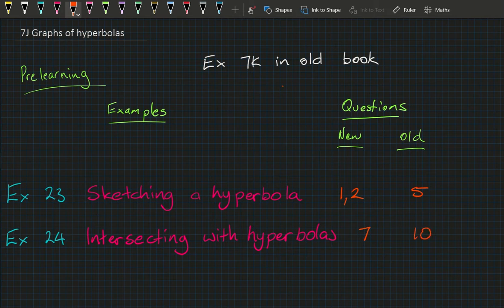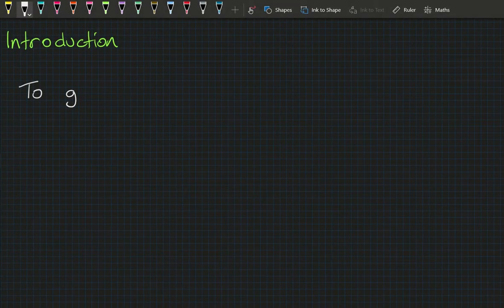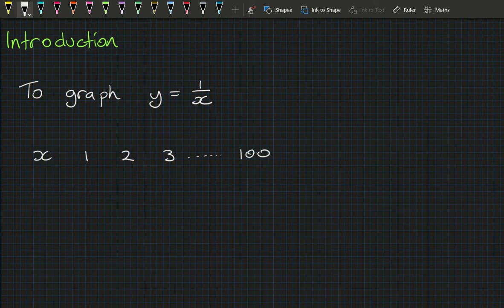Alright, let's get on with the introduction. So to graph y equals 1 over x, let's start with a table. The first thing I'm going to do is look at positive x values greater than 1 and the associated y with that. 1 divided by x: at x equals 1, that's 1 over 1, which is 1. Then 1 divided by 2 is a half, 1 divided by 3, and if we stretched all the way out to 100, we would be down to 1 divided by 100.